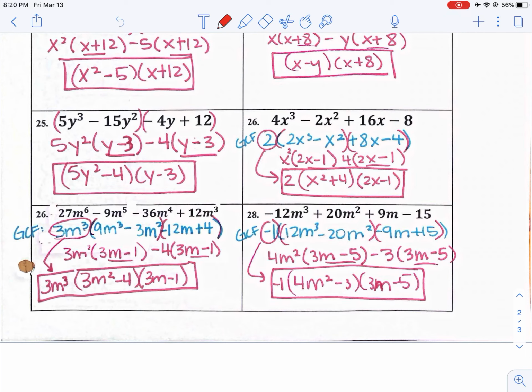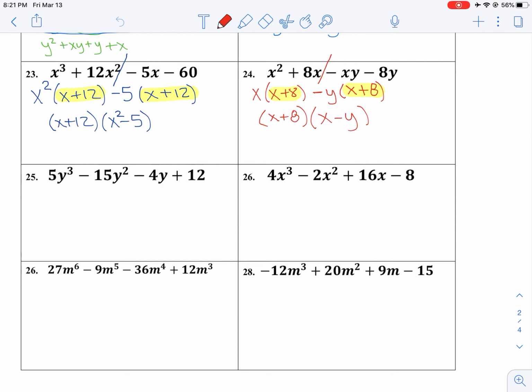Now, if you notice on 26, oh, there are two 26s. Interesting. This one that's supposed to be the 27 right here, 26, 27, and 28, you had to take out the GCF first. So let me go back to that and show you that. I should have done that with you, I guess.